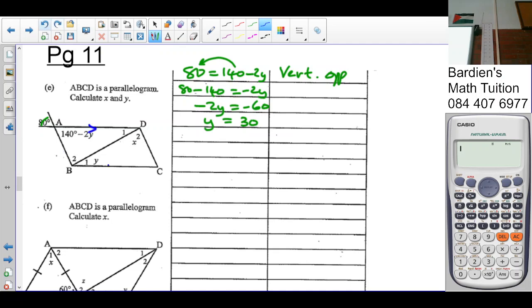So you're saying that is parallel, no? Yes, sir. And that is your alternate. Yes, sir. So there's going to be y there. Yes, sir. Okay, and then? And then you say you do plus. You say 140 minus 2y. Plus, yes. Plus y. What is y, sir?